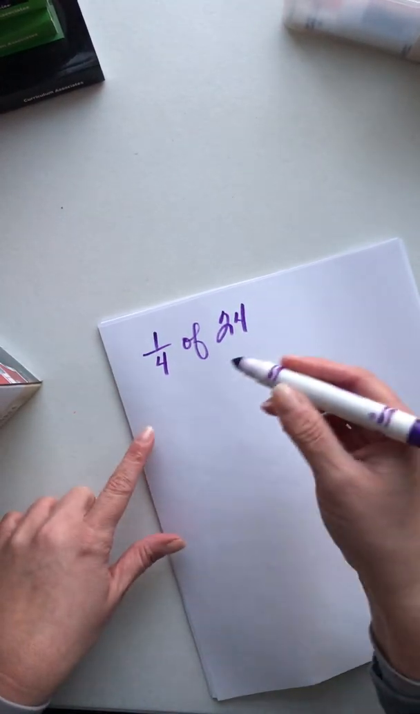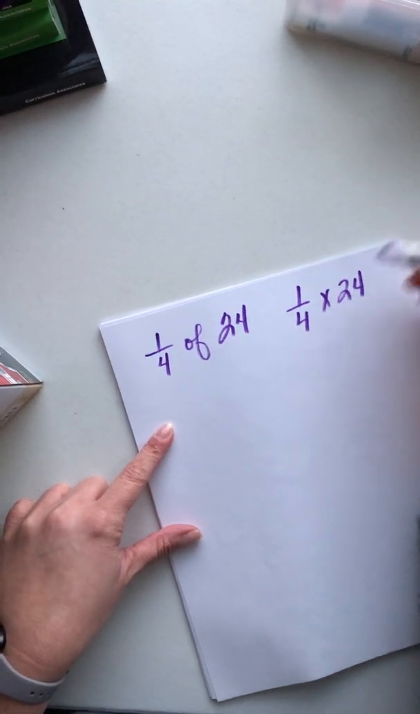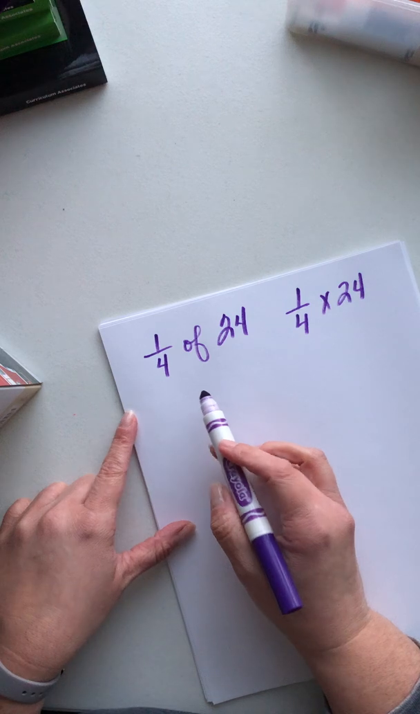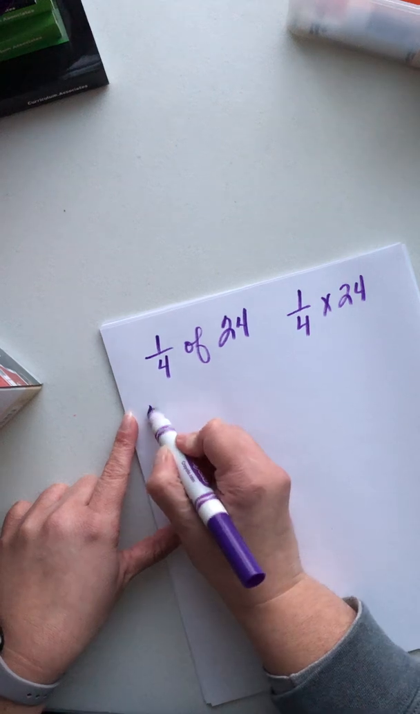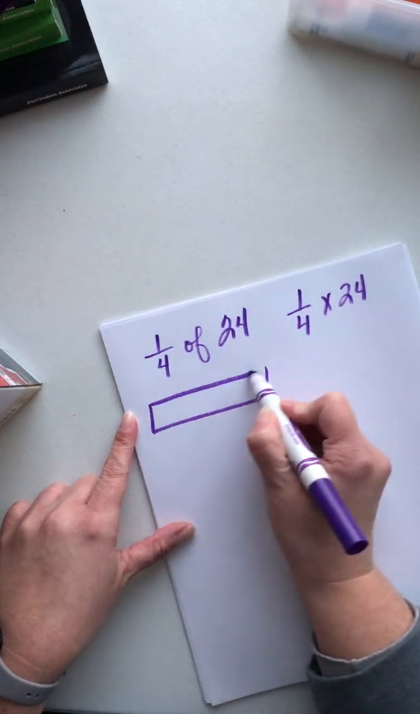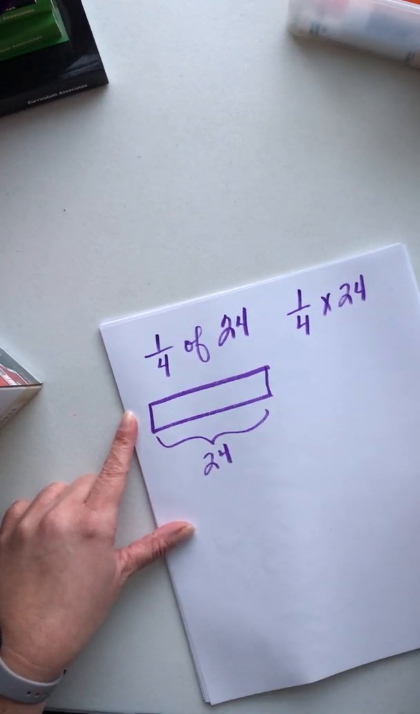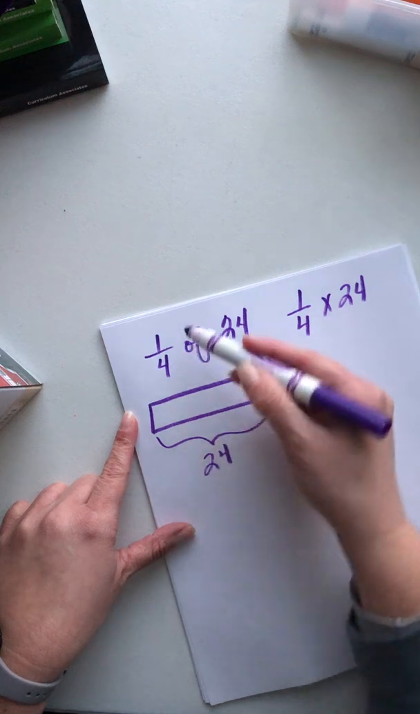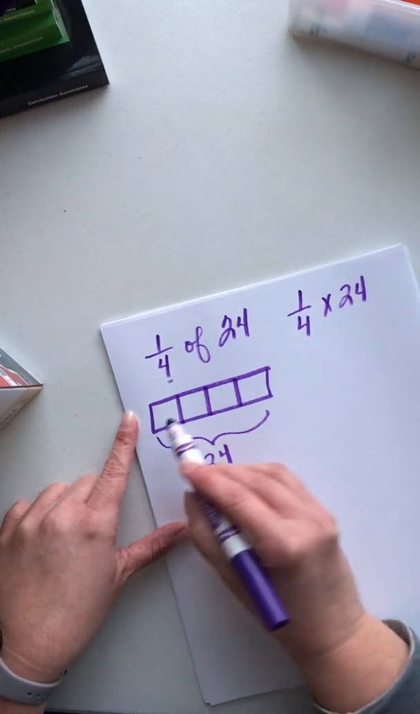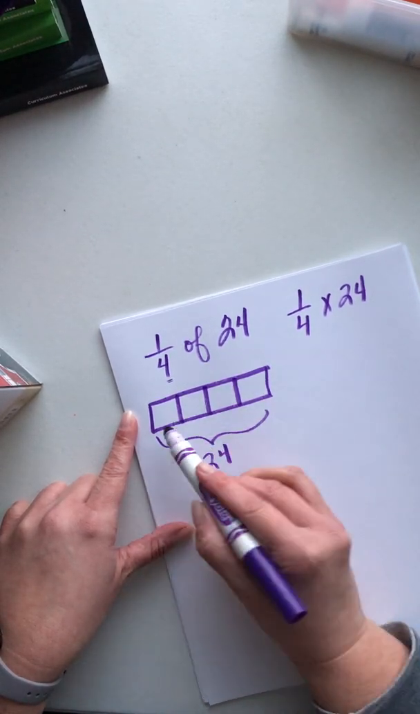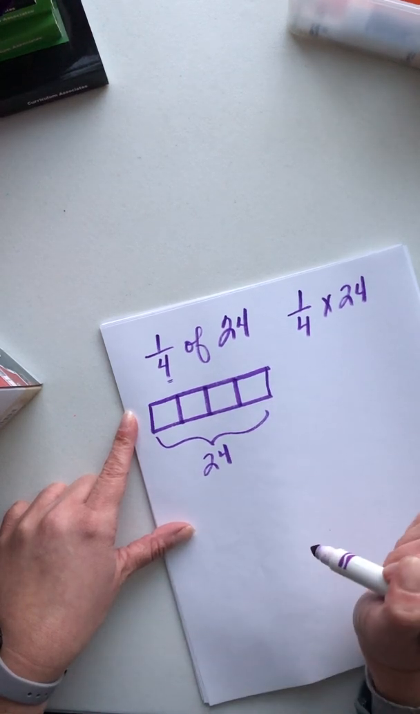So let's say we had 1/4 of 24. This is the same thing as saying what is 1/4 times 24. I've shown you before that you can actually set this up as a model so that you can visually see what's happening, and we've done that with a bar model before. Okay, so this whole thing represents 24. I'm going to take this 24 and I'm dividing it into fourths. So I want to take these parts and equally divide it into fourths. So 1/4, 2/4, 3/4, 4/4 equals the one whole, which is 24.